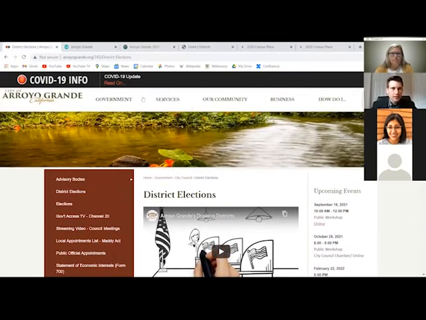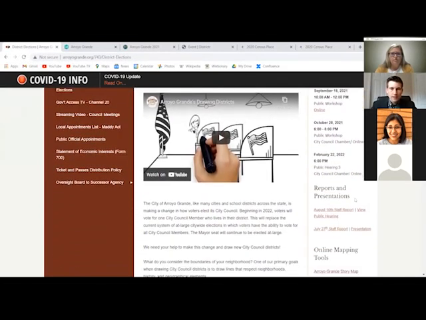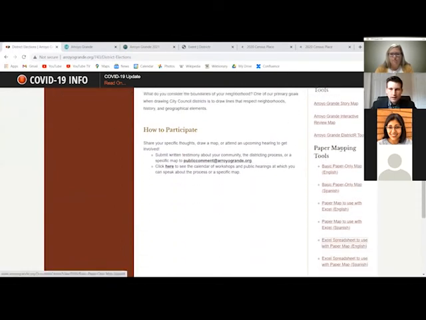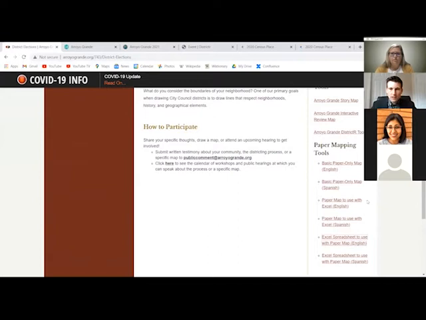So if you go to the district elections website, you'll see that there are paper mapping tools, and you would want to click on the paper map to use with Excel, which looks like this. And then you would also want to click on Excel spreadsheet to use with paper map. And so if you click on that, that should open up a download that you can double click on, and that will take you to the Excel spreadsheet.